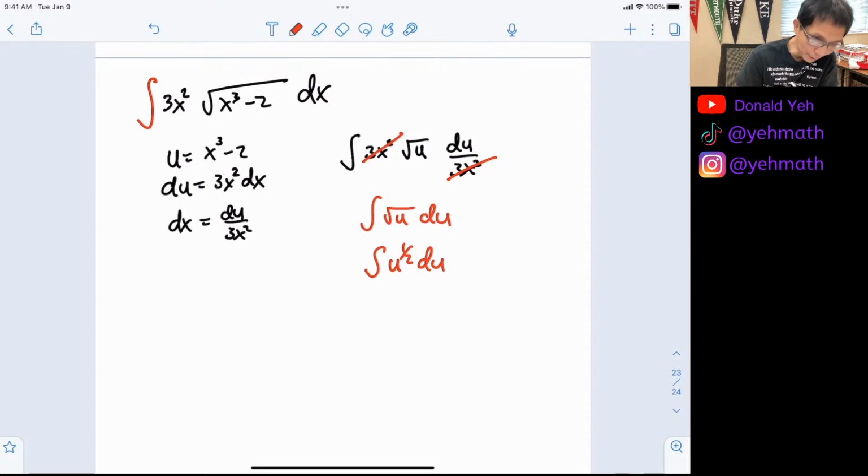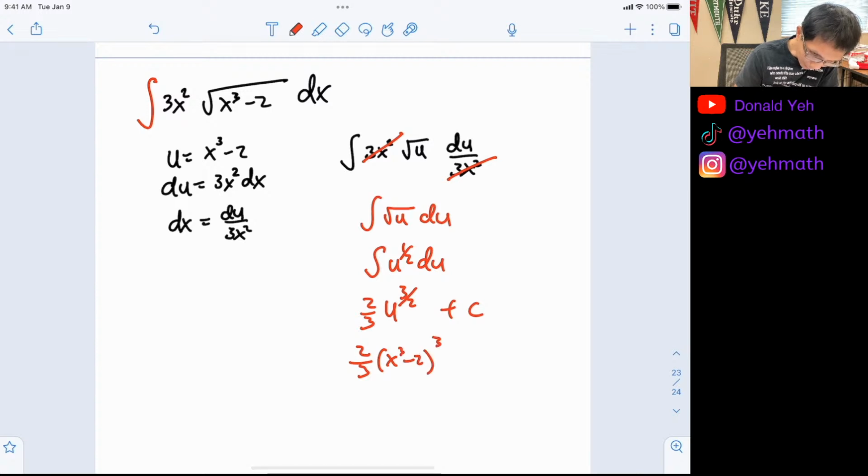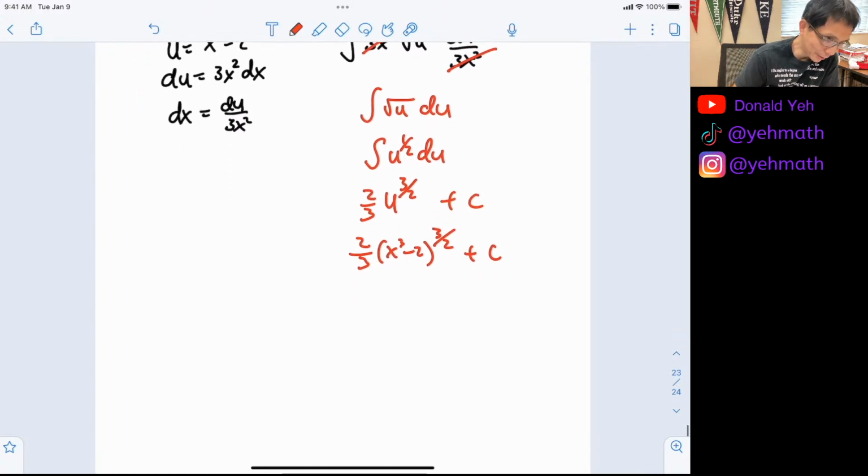You can convert a power. So u to the 3 over 2, 2 over 3, plus c. 2 over 3 times x cubed minus 2 to the 3 over 2 plus c. Does anybody have any questions? This is good? Vincent, you got this? You don't ever set u equal to x because it doesn't resolve anything. It results exactly the same as before. It's all good. Don't worry.